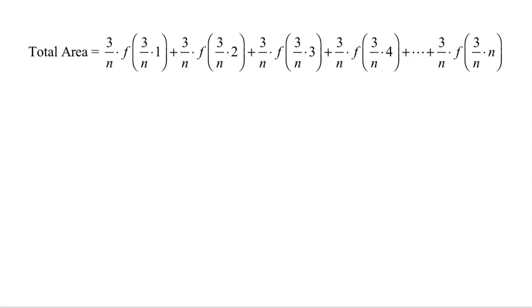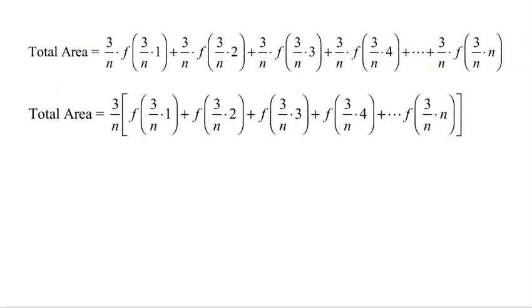What is my next move here? To recognize that each of these pieces is multiplied by 3 over n. So I can factor out the 3 over n. Take the 3 over n out and multiply a big bracket. So notice what I've done. 3 over n times f of 3 over n times 1 plus f of 3 over n times 2 plus f of 3 over n times 3 plus f of 3 over n times 4 plus dot dot dot plus f of 3 over n times n.